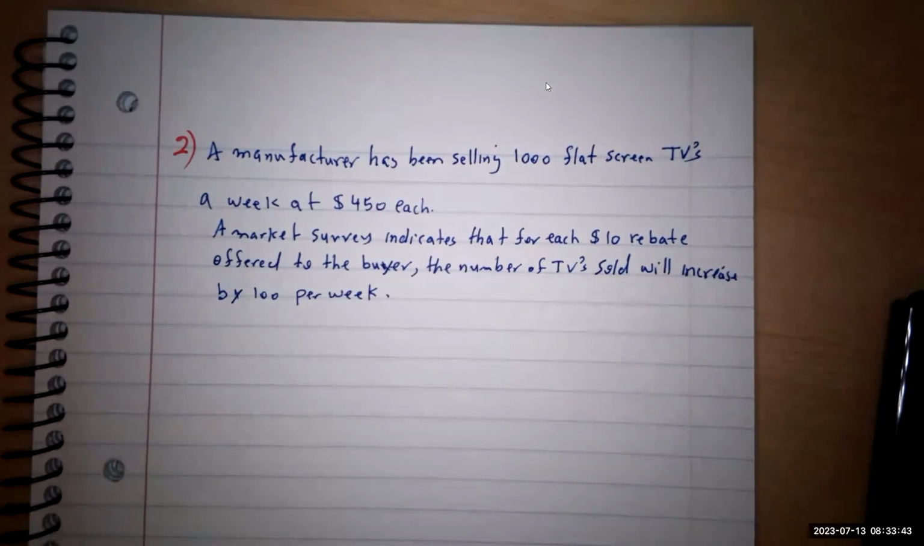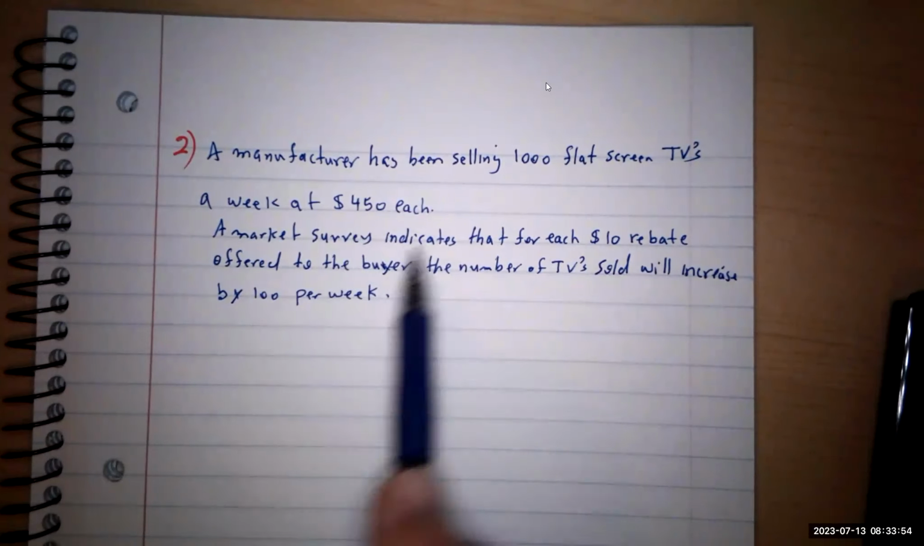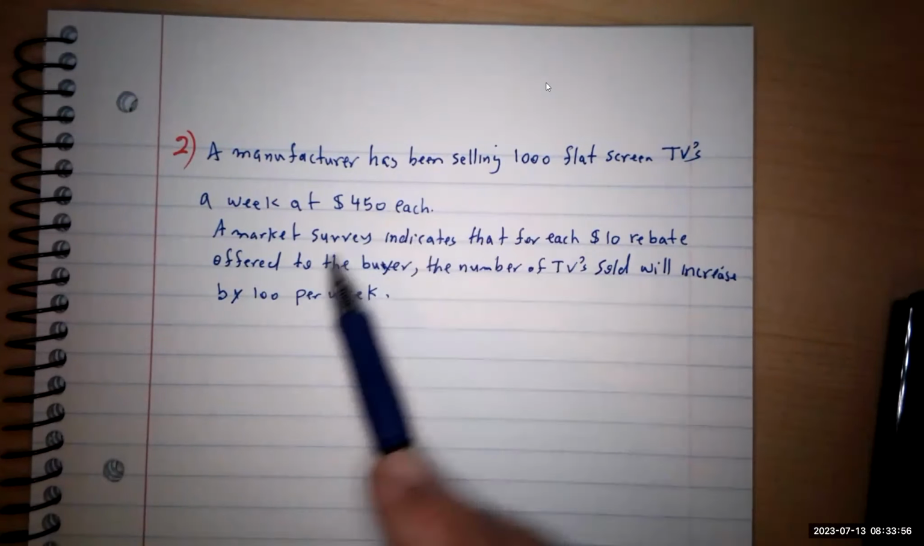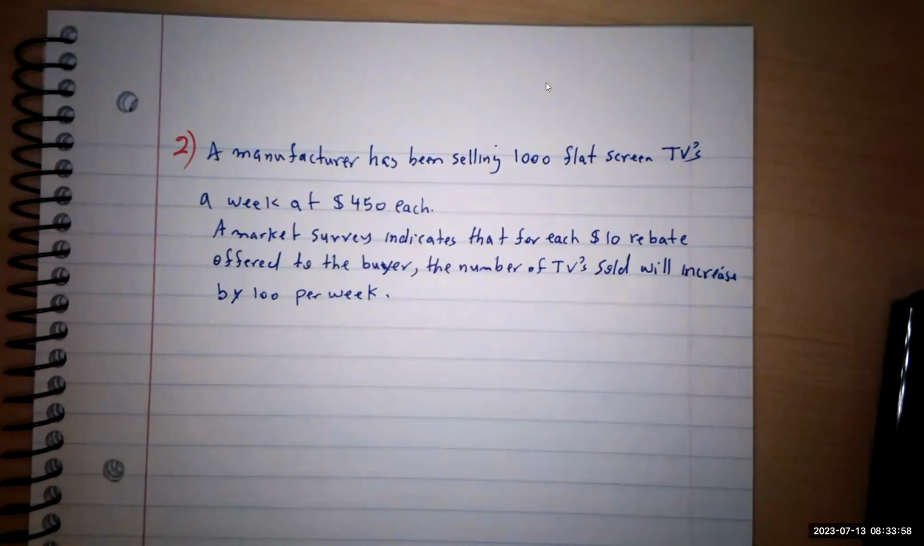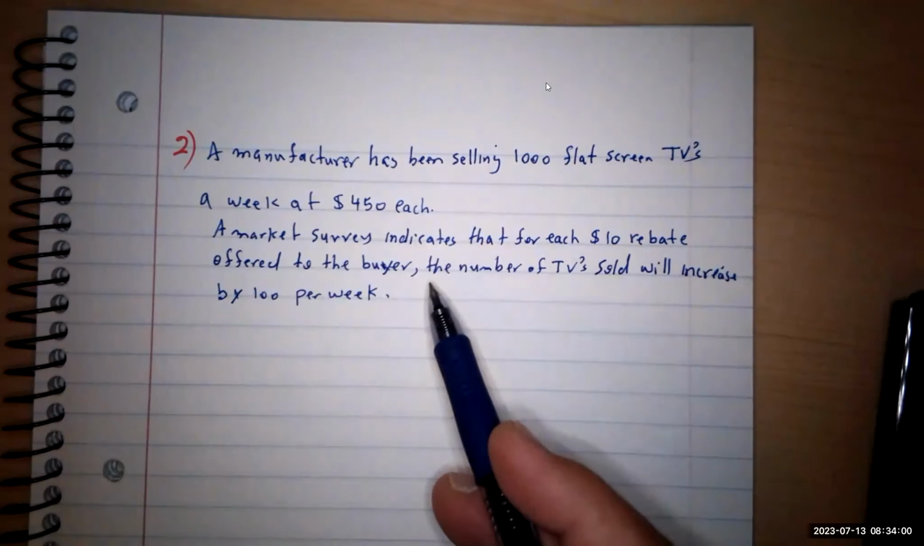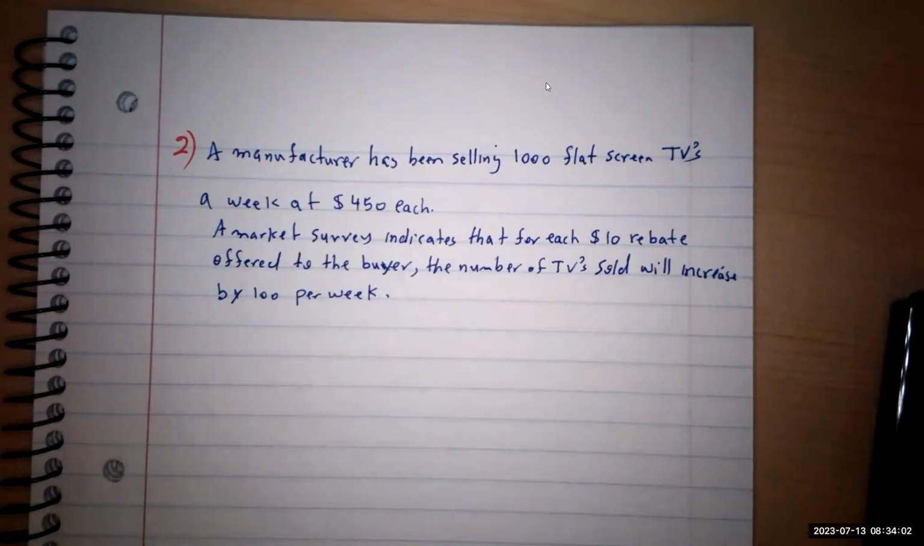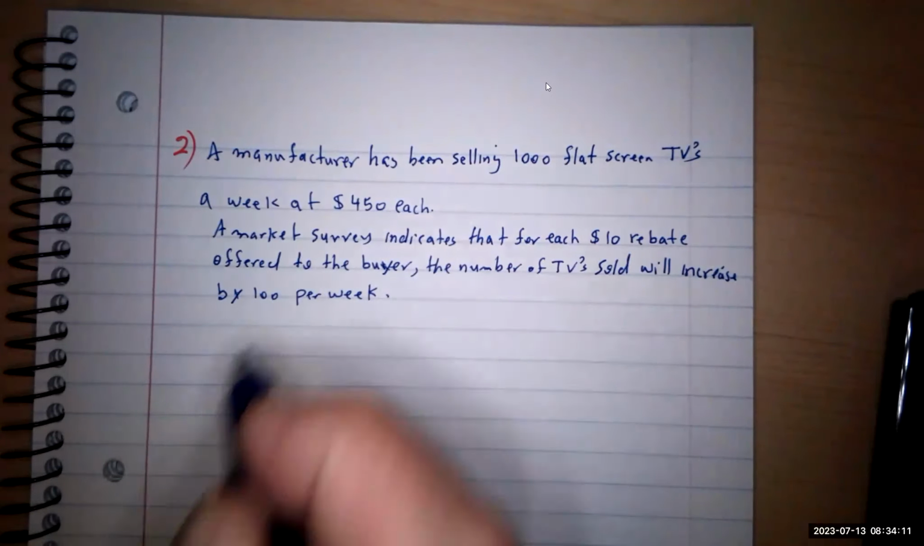Okay, so if you lower the price by $10, you see original price was $450. So if you lower it by $10, you are going to have 100 more customers. Remember, you used to have 1,000. But if you lower it by another $10, then you get 100 more. So we want to know how far we are going to go to sell the TVs, but you make a maximum revenue. So how much is the price?